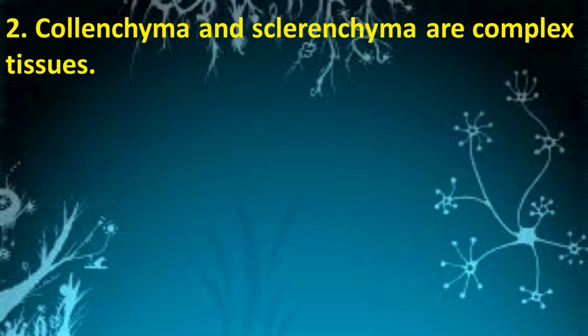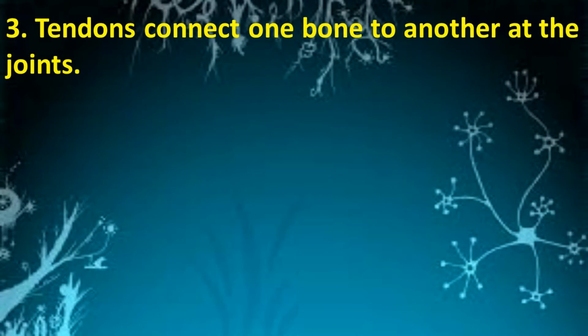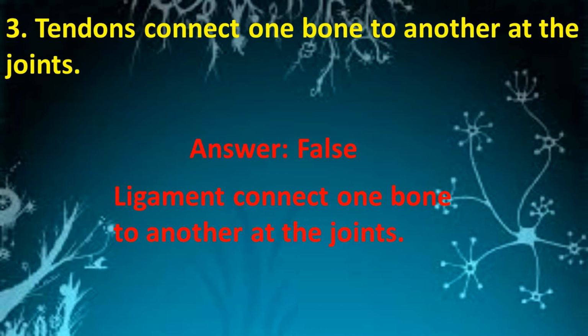Collenchyma and Sclerenchyma are complex tissues. Answer is false. Collenchyma and Sclerenchyma are simple tissues. Next question. Tendons connect one bone to another at the joints. Answer is false. Ligaments connect one bone to another at the joints.